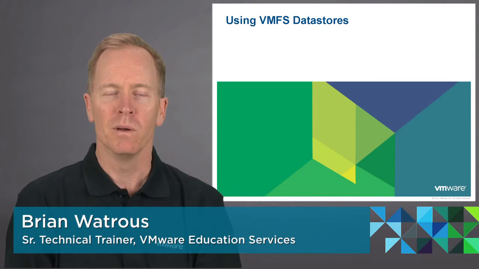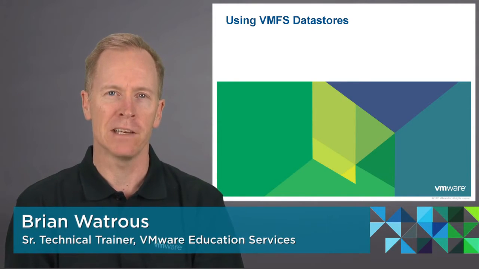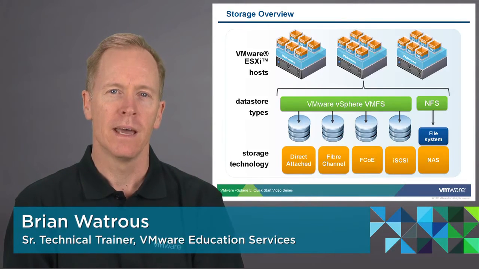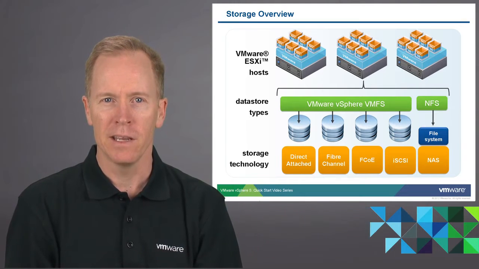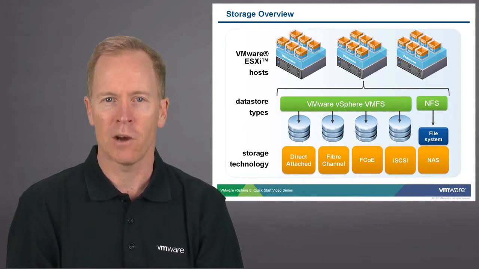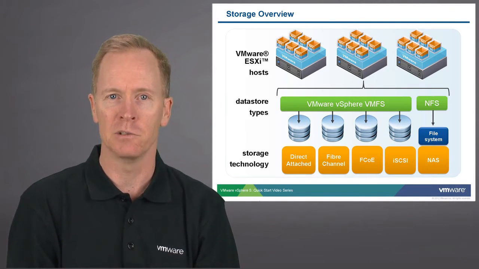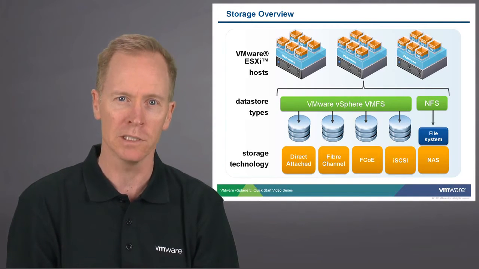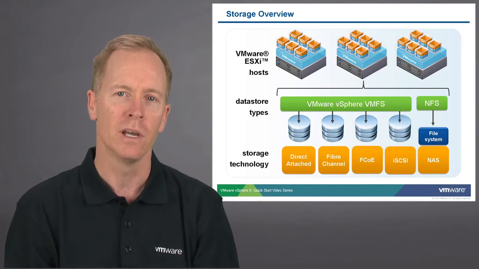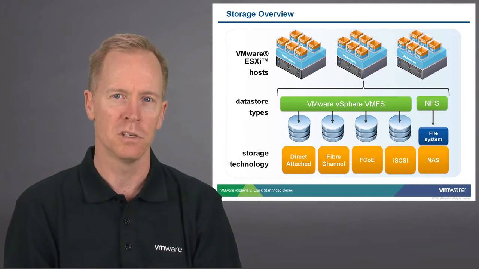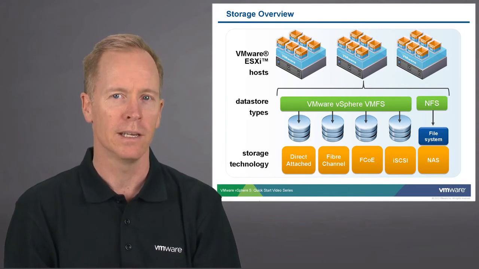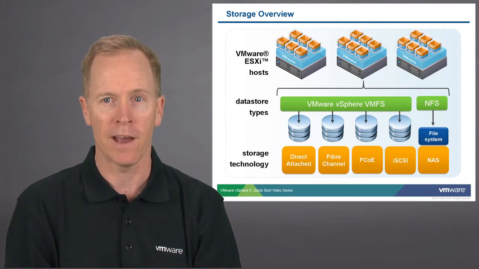In this segment, we'll learn how to use VMFS data stores. As you can see illustrated in this slide, your ESXi host can make use of storage of a variety of types. It can access directly attached storage, for instance, local SCSI storage. It can access Fibre Channel storage, Fibre Channel over Ethernet, iSCSI, and NFS.